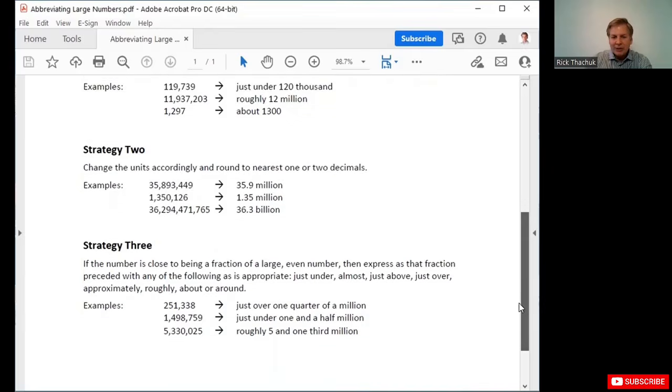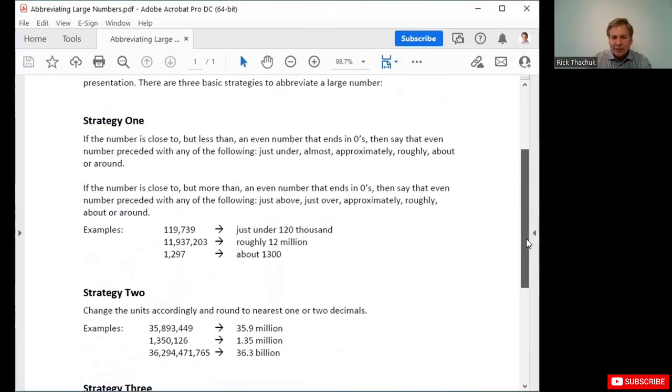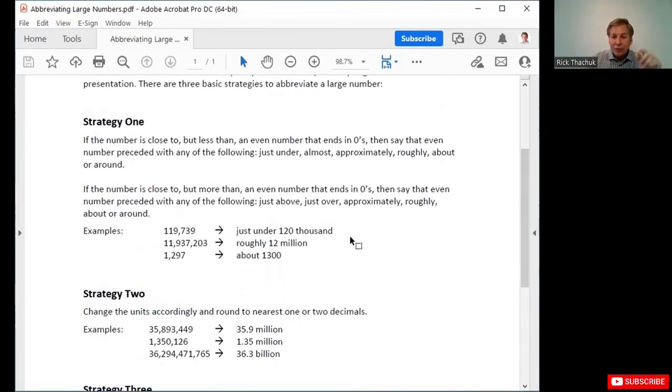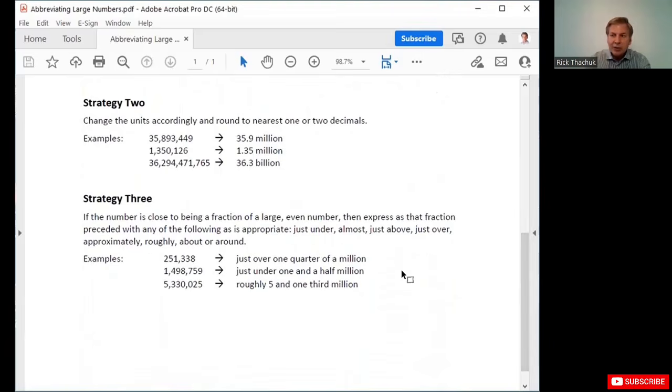All right, let's look at a third strategy here. If the number is close to being a fraction of a large even number, then express as that fraction, preceded with any of the following as is appropriate: just under, almost, just above, just over, approximately, roughly, about, or around. So if you remember strategy 1, if it's close to an even number, we'll reference that even number and say about, approximately. But if it's close to a fraction of an even number, then we'll use that fraction.